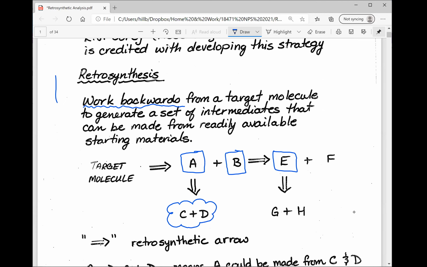Readily available starting materials is pretty key here. You don't want to break the bank when designing a synthesis by having something which is either very hard to make itself or extremely expensive. So something which is commercially available is the best way to go.